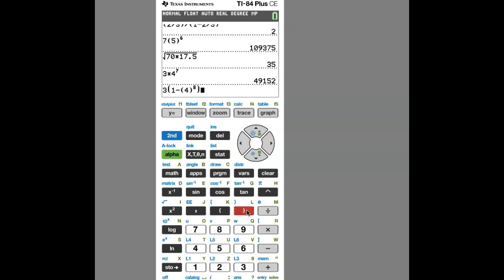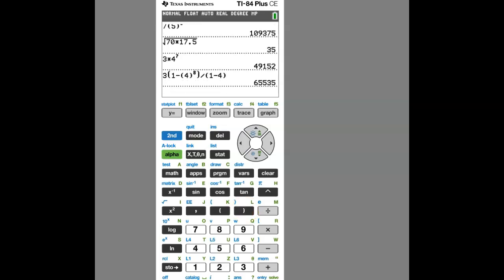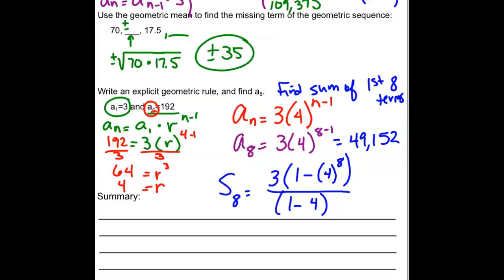All right, so 3 times 1 minus 4 to the 8th. We are dividing now by 1 minus 4. And we get a total of 65,535.